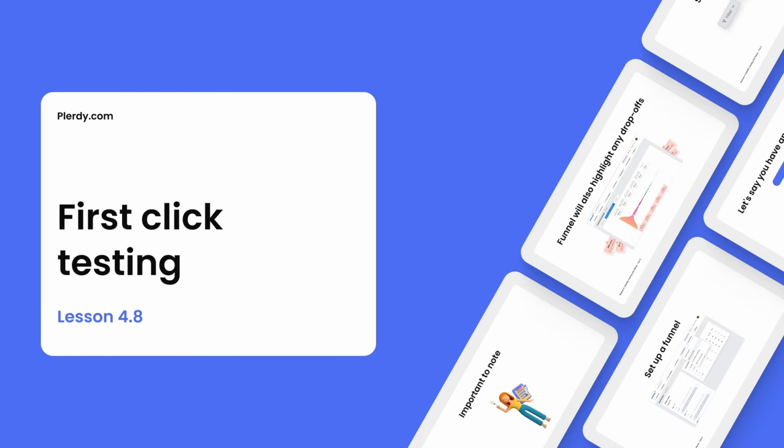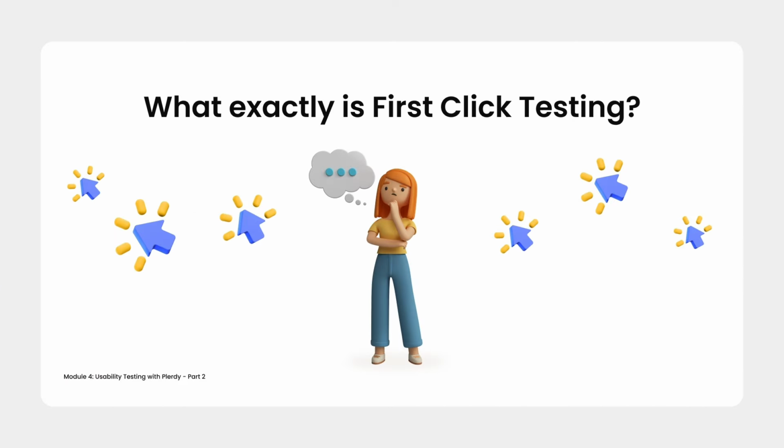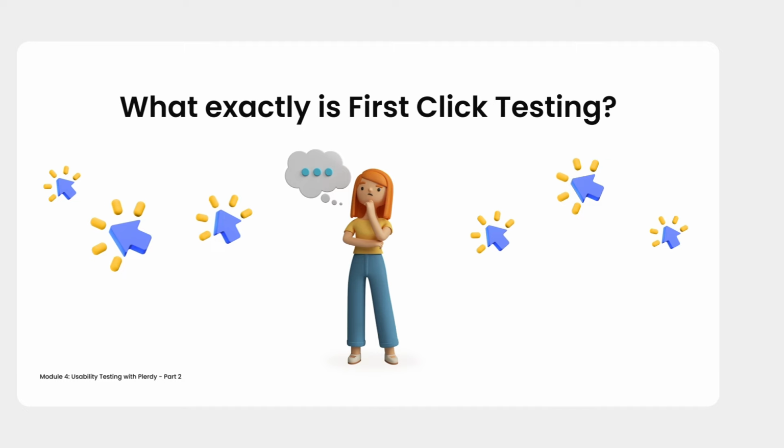Hey everyone, welcome back to our usability testing course. In today's lesson, we'll discuss first-click testing and analyze the sequence of clicks on your website. So what exactly is first-click testing? It's a type of usability test that observes where users click first when they're presented with a specific task or scenario on a website or online store. The goal is to measure whether the design is intuitive and user-friendly and whether it effectively guides users toward the desired action.